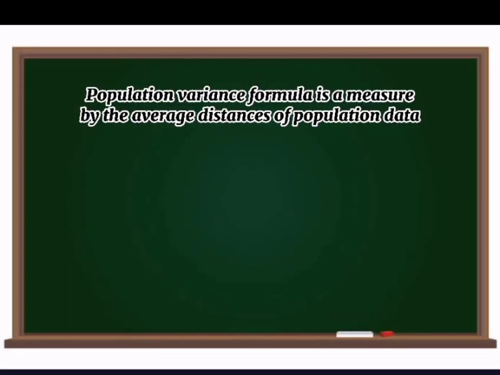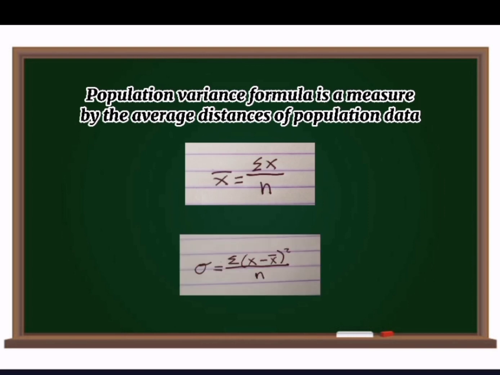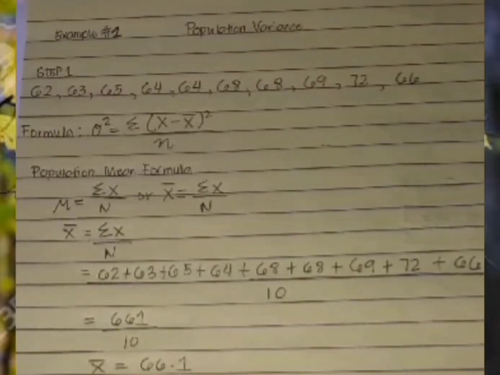The population variance formula is a measure of the average distances of population data. It is calculated by finding the mean of the population, and the variance is the sum of the squares of the variables minus the mean, divided by the number of observations in the population. Example number 1, population variance.